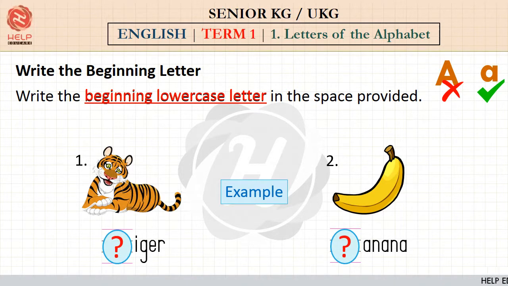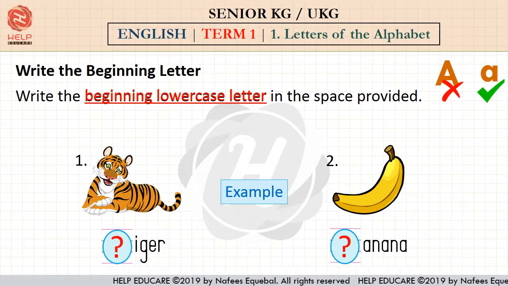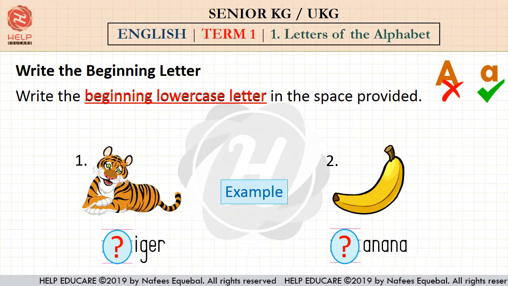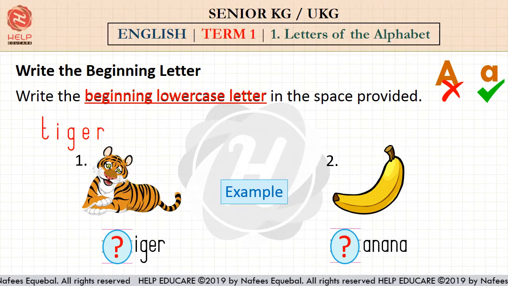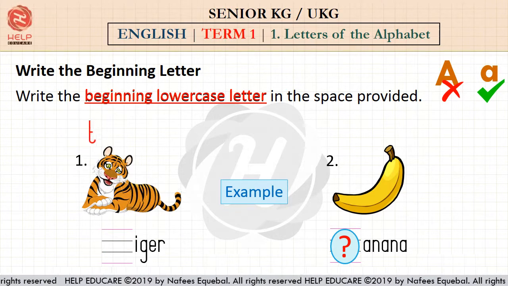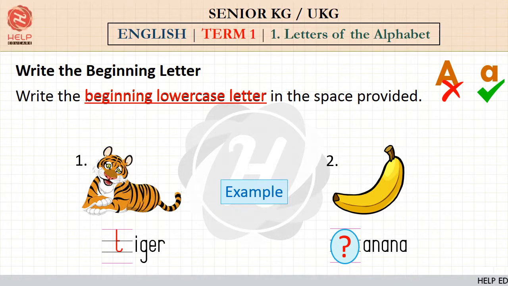What do you see in the first picture? Right, it is a picture of a tiger. What is written below the picture? Oh, the beginning letter is missing. First we spell the word tiger. That is T-I-G-E-R, where T is the beginning letter. We have to put letter T at the beginning.